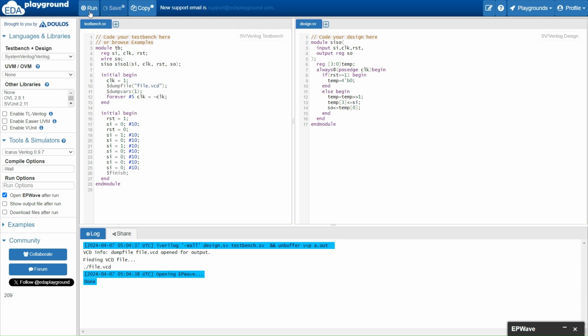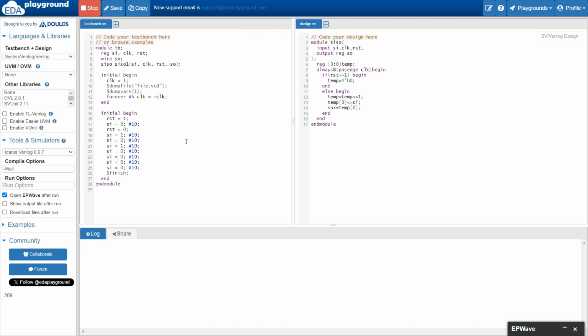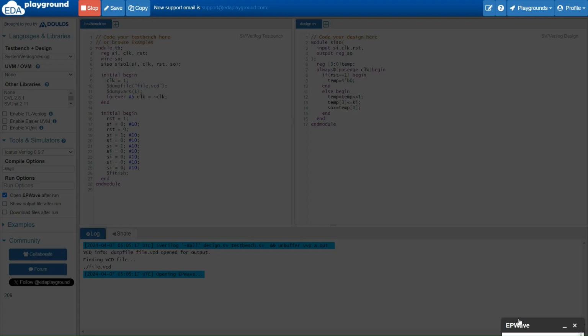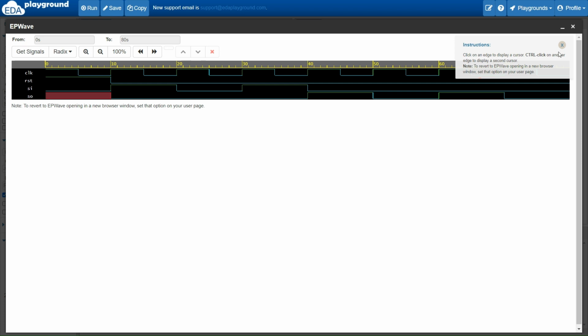Now I am saving this file and I will run this. Here you can observe that initially we gave 1010. In this way, after the 4 clock cycles, the output will appear bit by bit. So in this way, the serial in serial out shift register works.